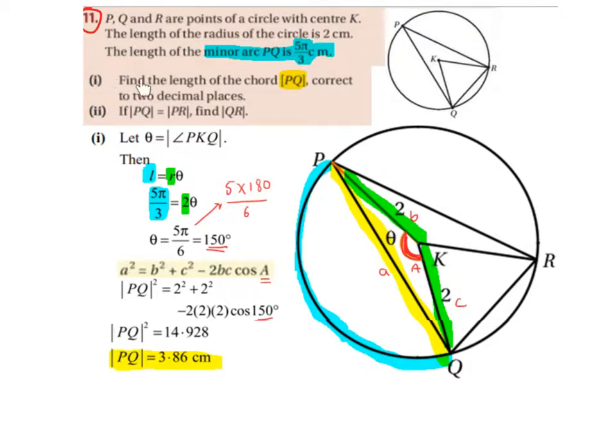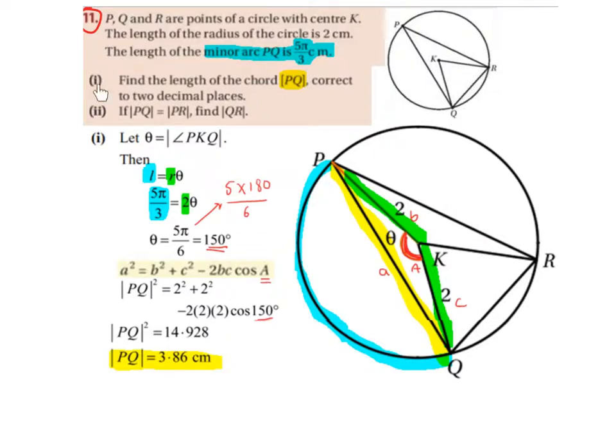Part 1, find the length of the chord PQ. So find the distance from P to Q, correct to 2 decimal places. Part 2, if PQ is equal to PR, then find the distance from Q to R. Find QR.